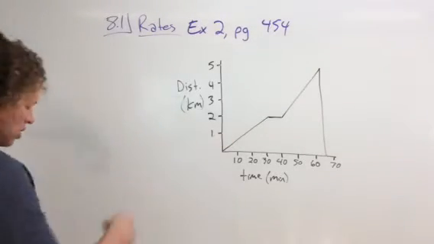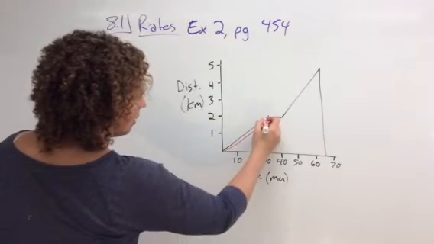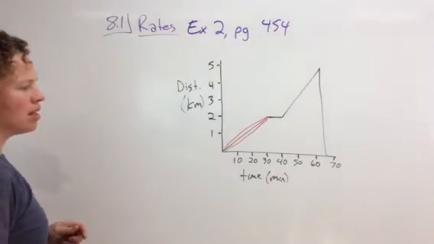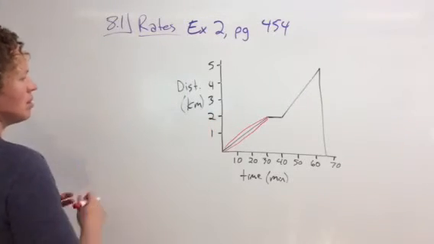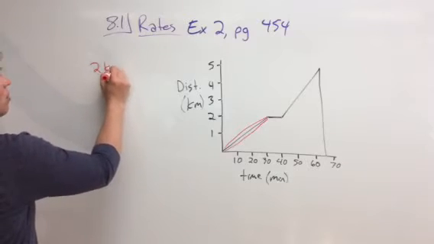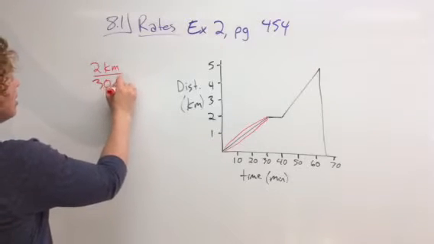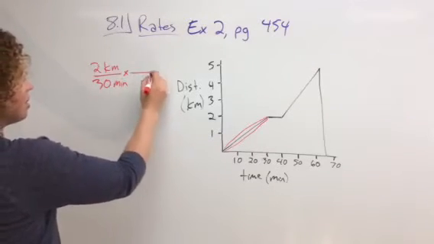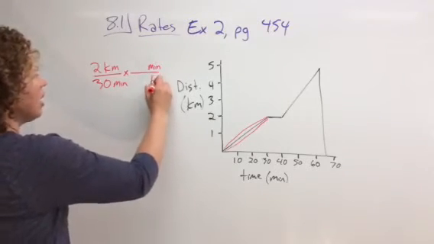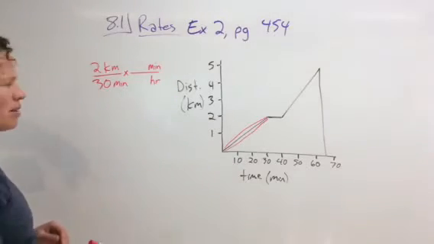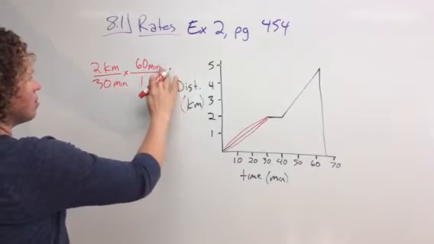So for this first section, we'll go here on the graph. I'm just going to show you which one we're dealing with. We have a vertical change of 2 kilometers, so we will have 2 kilometers over 30 minutes. Now, 30 minutes, I want to change this. If the minutes is on the bottom and I don't want it, then I put it on the top. And I want hours because kilometers per hour makes a lot more sense. So I know that there are 60 minutes in 1 hour. So I can run these numbers.